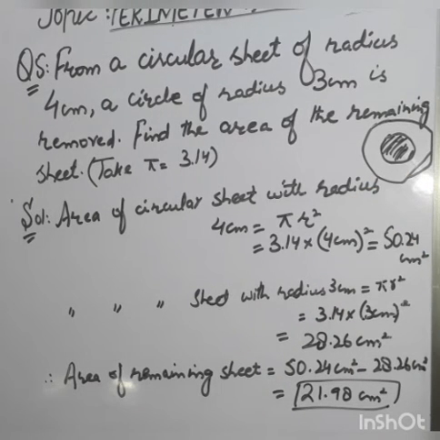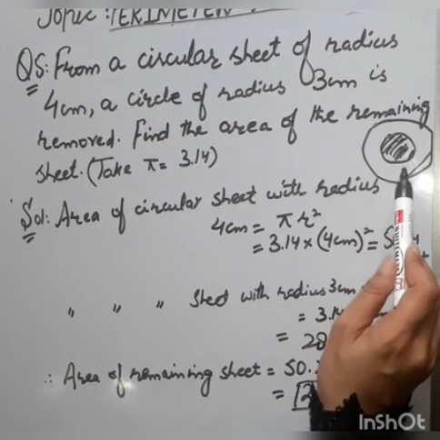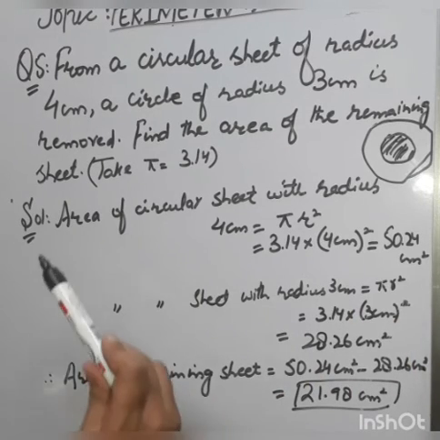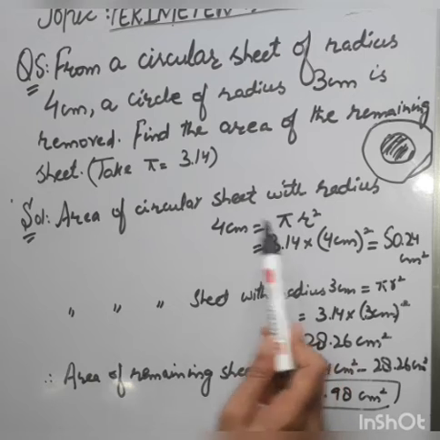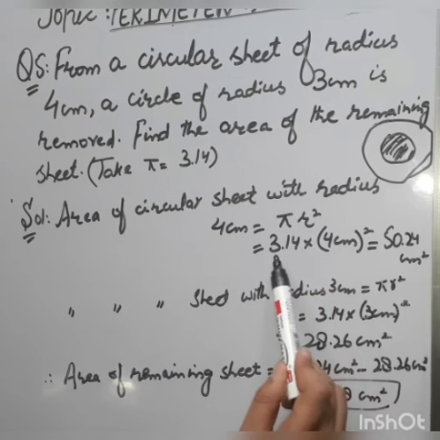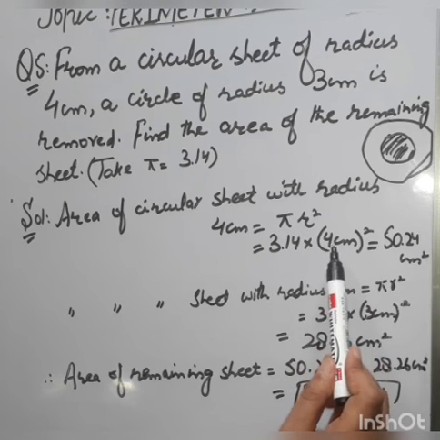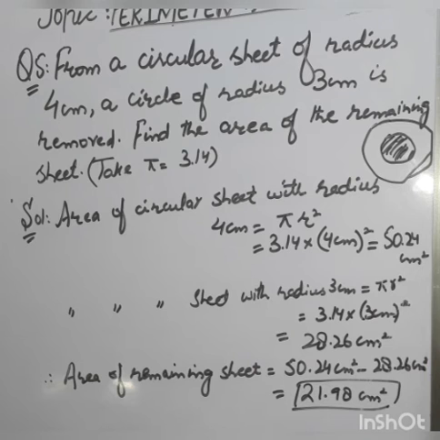So what we will do is we'll first find the area of the circular sheet, full circular sheet whose radius is 4 centimeters. So area of circular sheet with radius 4 centimeter is equal to pi r square. That is, we have to take pi as 3.14 into r is 4 centimeters. Now when you multiply 4 into 4 is 16, 16 into 3.14 you will get 50.24 centimeter square.